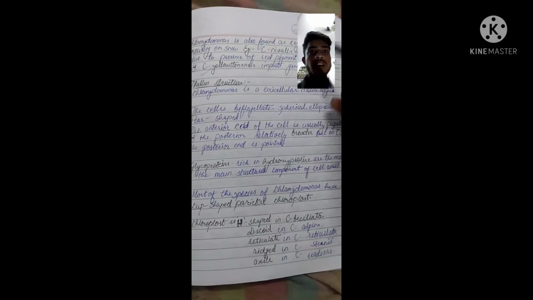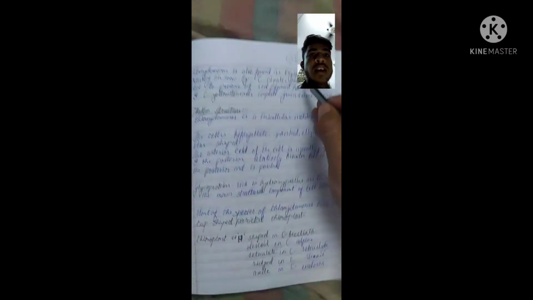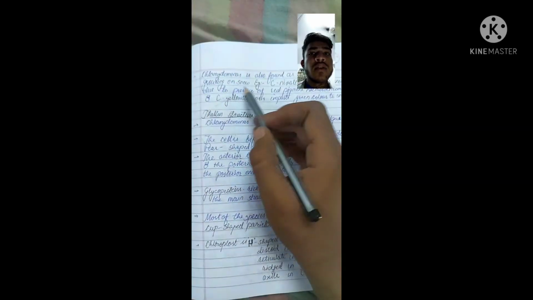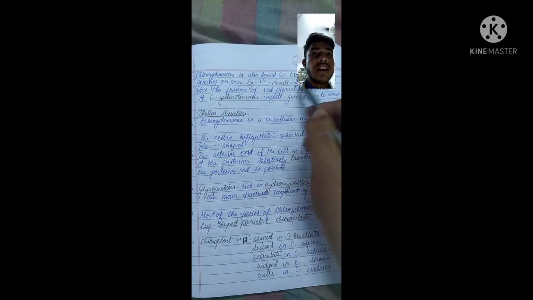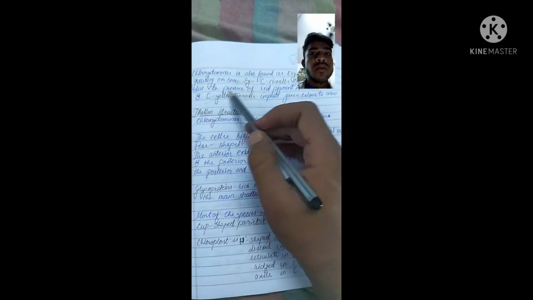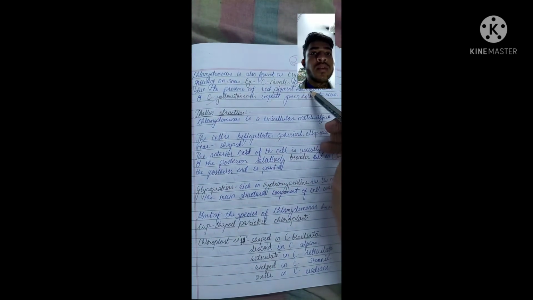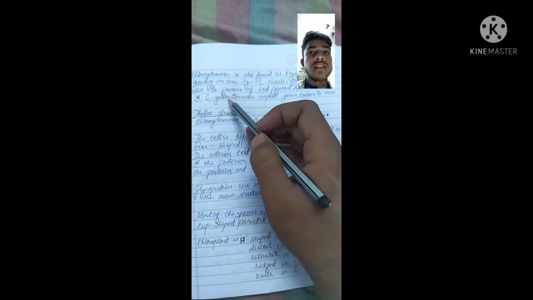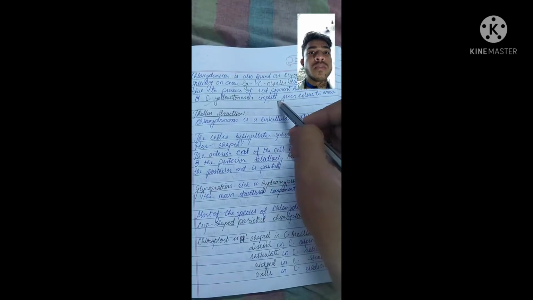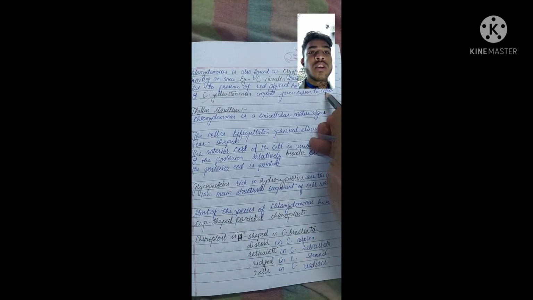Chlamydomonas is also found as a cryophyte, that is, growing in snow. Example: C. nivalis causes red snow due to the presence of the pigment haematochrome, and C. yellowstonensis imparts a green color to the snow.